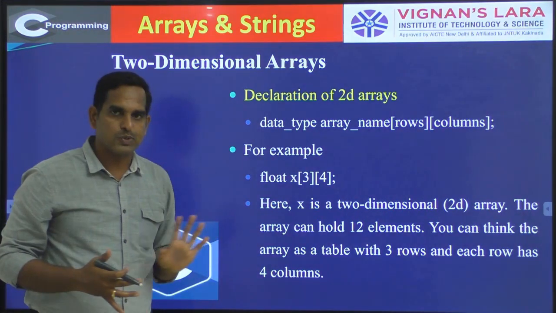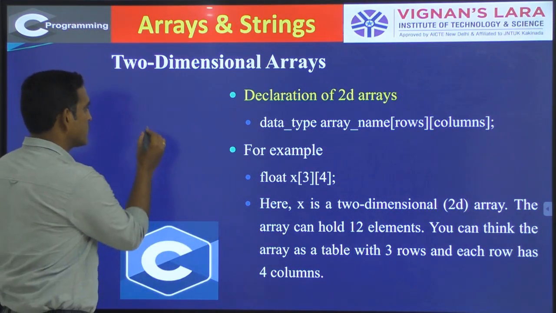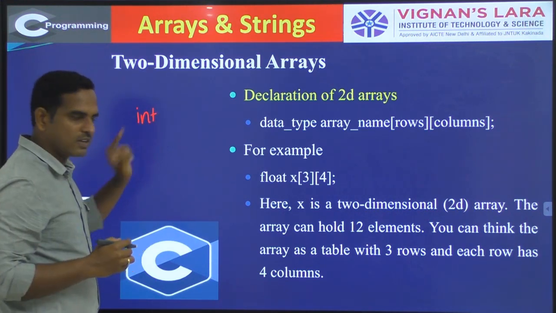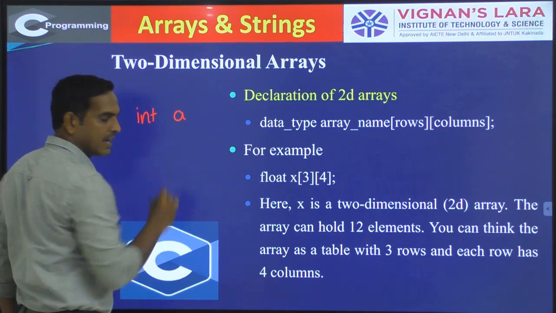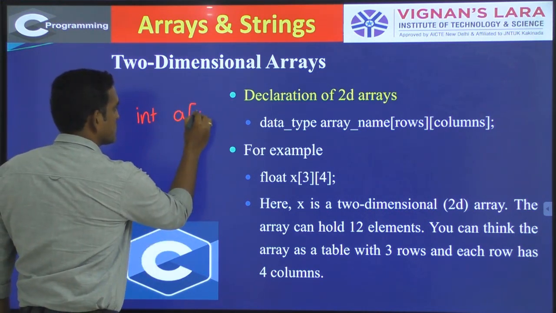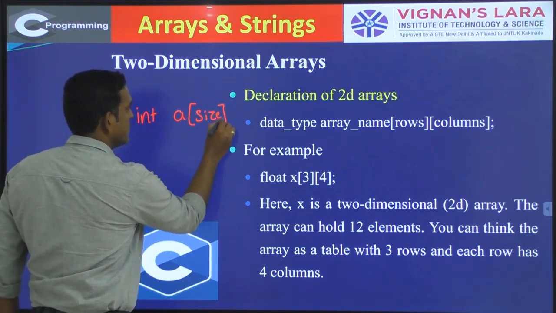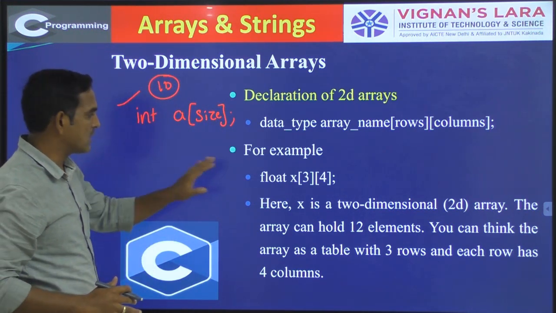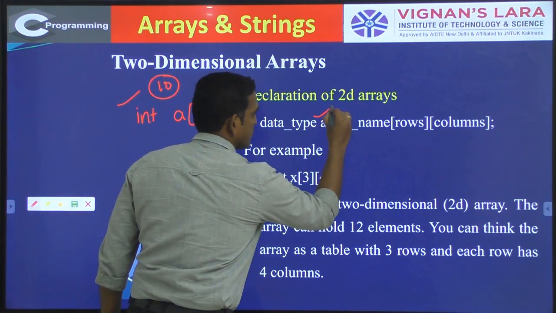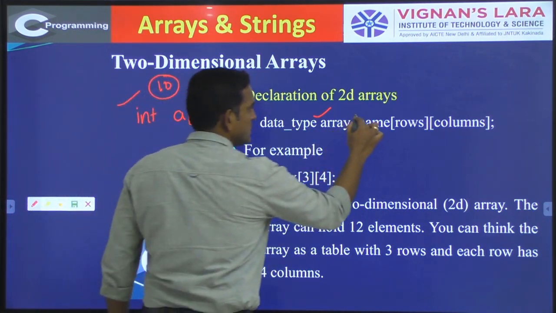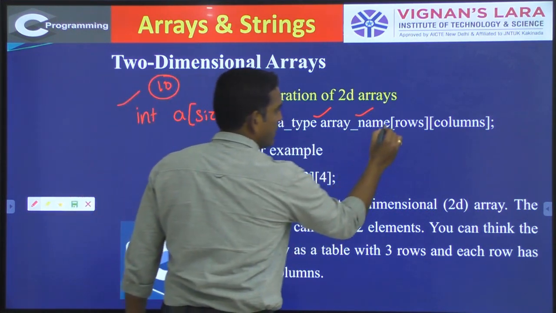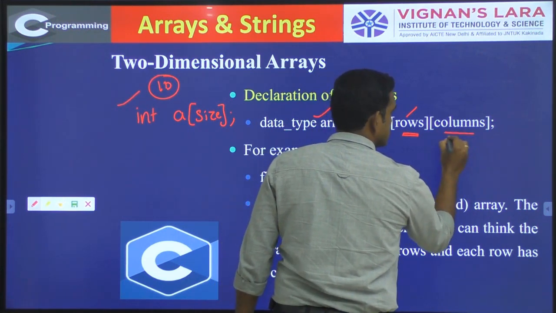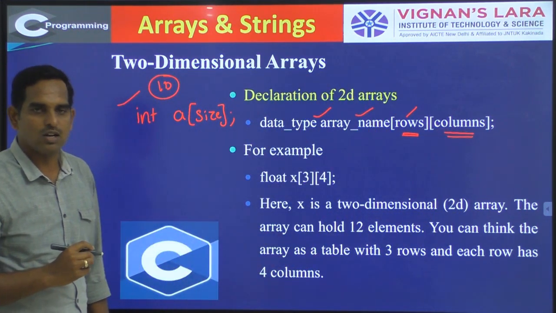Now, the declaration of a two-dimensional array. I think you know how to declare your one-dimensional array, where you specify the data type first, after that the array name, then in the one subscript, you specify the size. This is your one-dimensional array. When you go for a two-dimensional array, you have to specify the data type first, after that the array name, and you will have two subscripts. The first subscript specifies the row size and the second subscript specifies the column size.